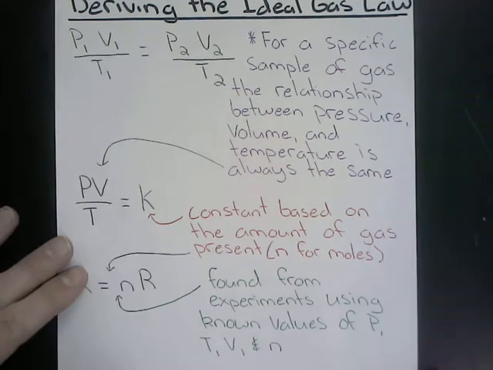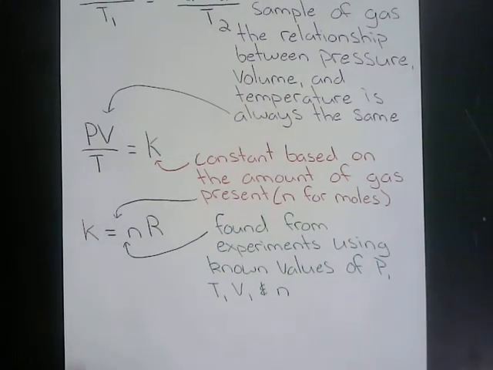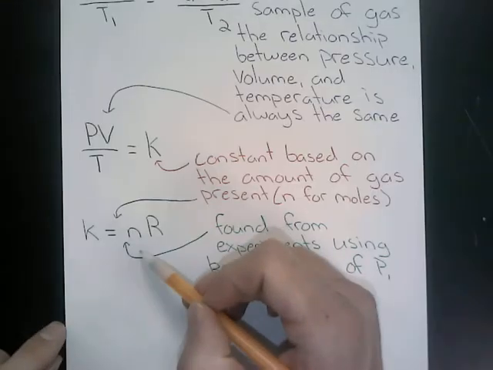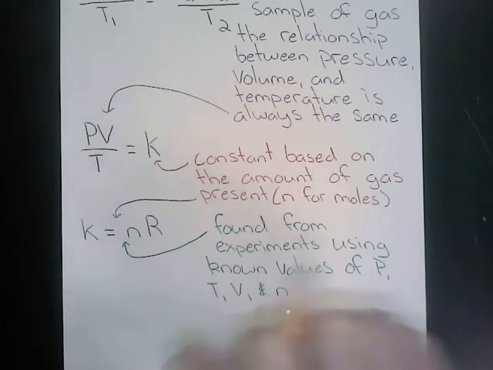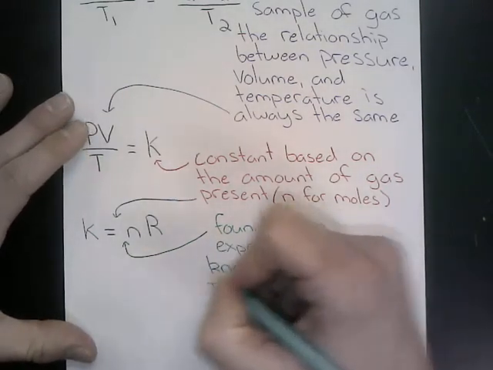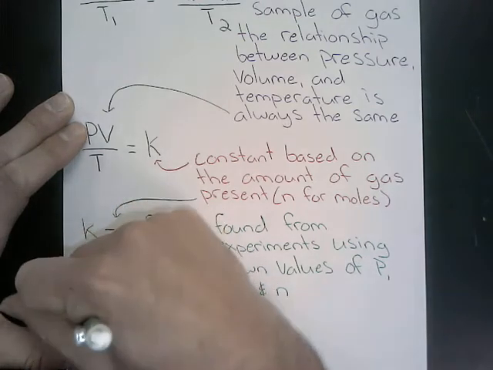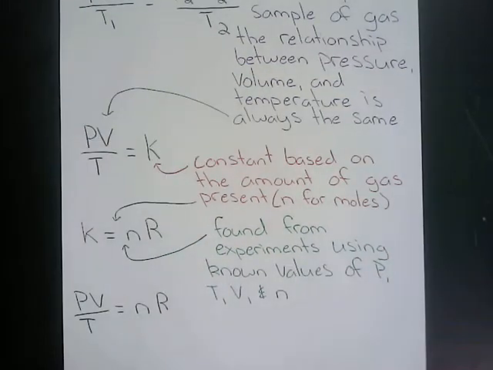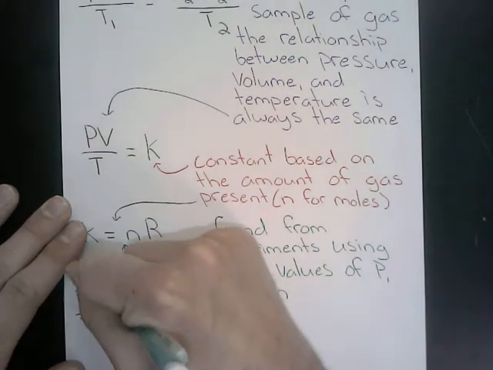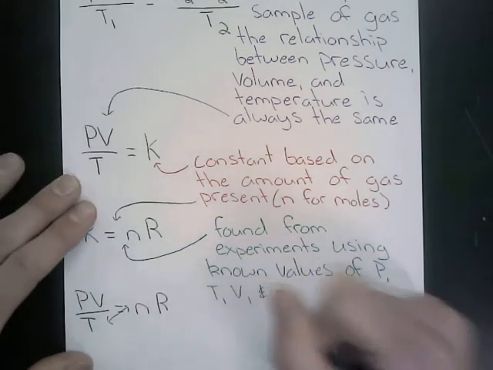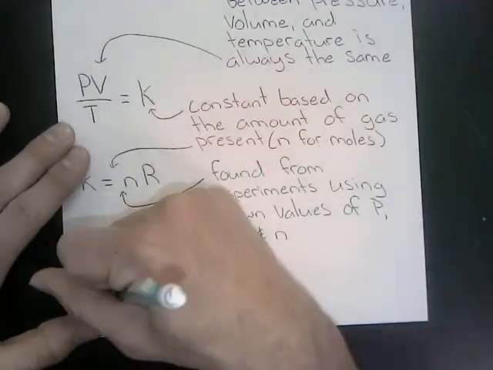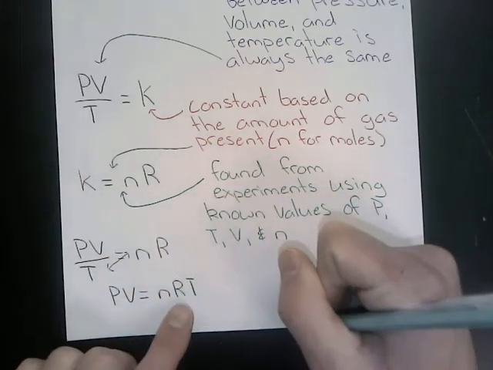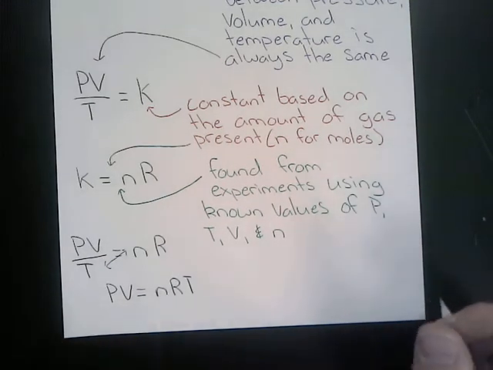Okay, so if we put all of this information together, what we're going to do now is substitute n times R for K. So if we substitute n times R for K, we would get PV over T equals n times R. And if I rearrange that by cross multiplying nR times T, we would get PV equals nRT, and this R is that ideal gas law constant.